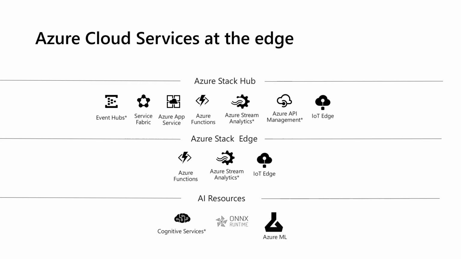For example, you can run Azure Cognitive Services as a containerized service available in Azure Stack Hub. You can use your trained Azure machine learning algorithms running on top of Kubernetes and Docker containers in Azure Stack Hub and Azure Stack Edge. You can use the ONNX AI runtime on top of both of these solutions.